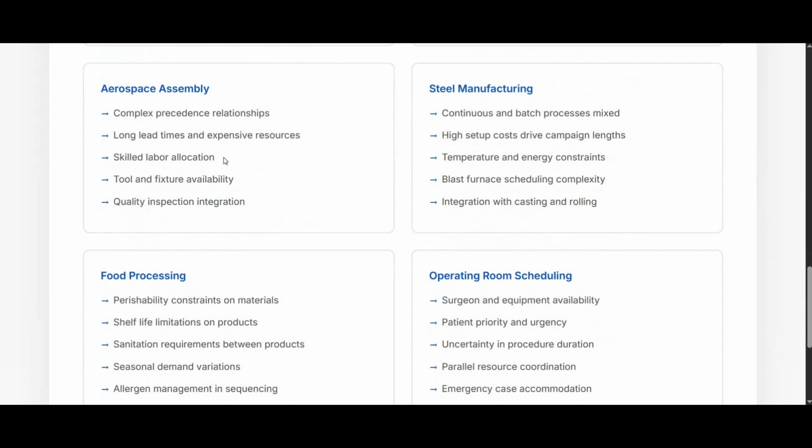Aerospace assembly is all about complex precedence relationships. You can't install a part before its support structure is ready. Add to that long lead times, limited skilled labor, and high tool costs, and you get a scheduling challenge that's both time critical and resource intensive. Steel manufacturing combines continuous and batch processes. The setup costs are high, so plants often schedule long campaign runs. There are also temperature and energy constraints along with blast furnace scheduling, one of the toughest problems in process industries.